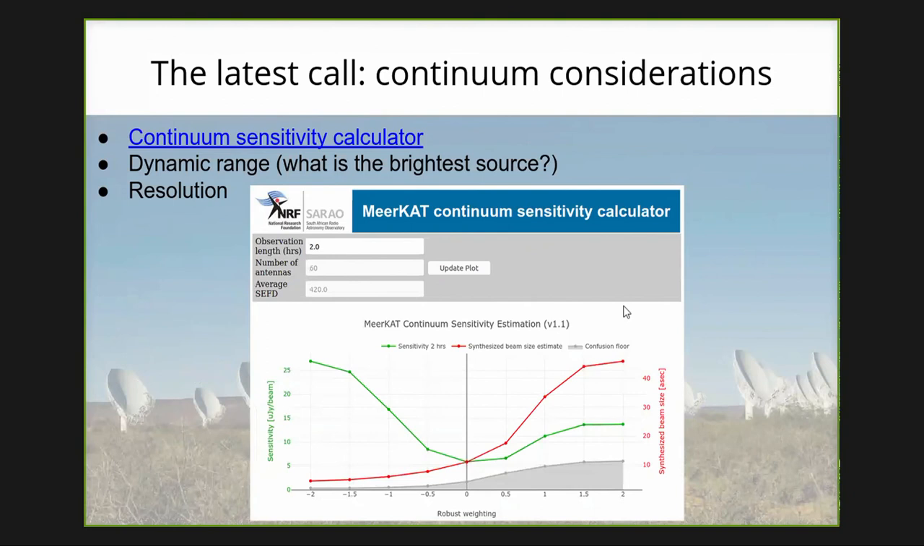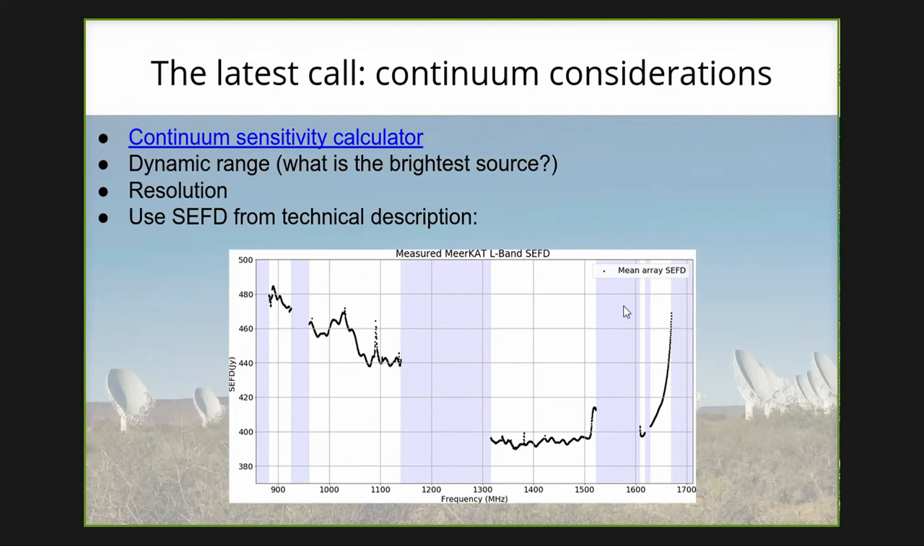There was a continuum sensitivity calculator, and for the next call, this will certainly also be the case. So, for a continuum proposal, proposing radio continuum science, considerations like dynamic range and resolution had to be taken into account. Of course, there is sensitivity that you have to calculate. The sensitivity of the telescope is known, and you can use the continuum sensitivity calculator for the instrument.